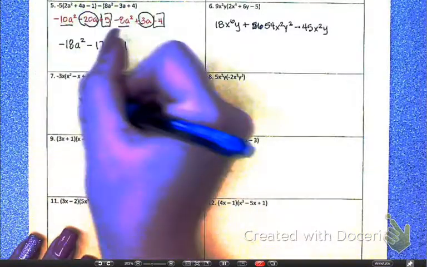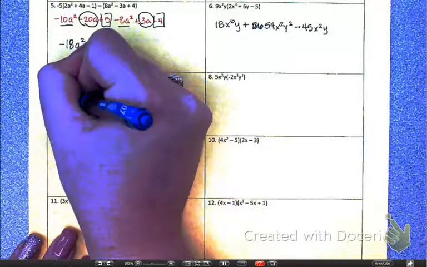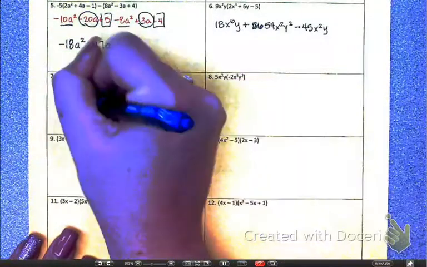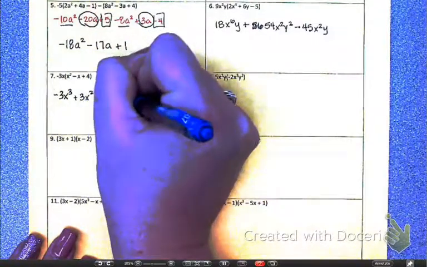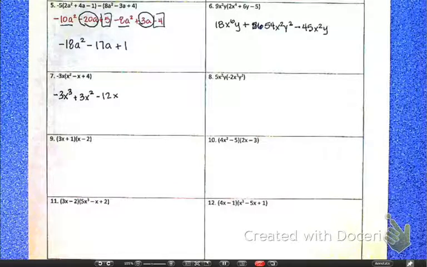Number 7. What operation are we performing here? Just distribution. Okay, there's not going to be anything theoretically to combine. We should always still look because there might be, but right now we're just distributing. So if I distribute, I get a negative 3x to the third plus 3x squared minus 12x when I distribute in a negative 3x. You should look for standard form, and you should look for like terms. It's in standard form because it goes 3, 2, 1, and there are no like terms.